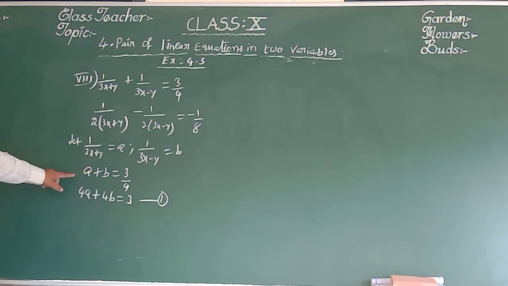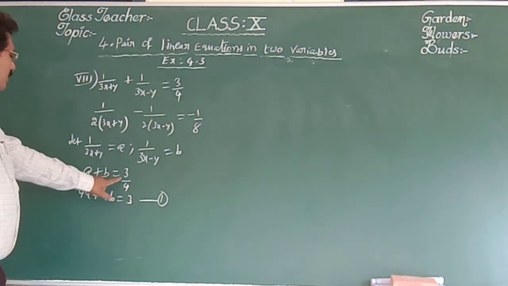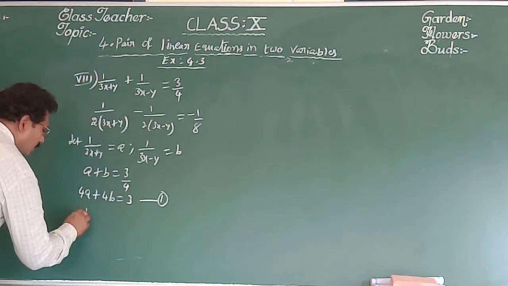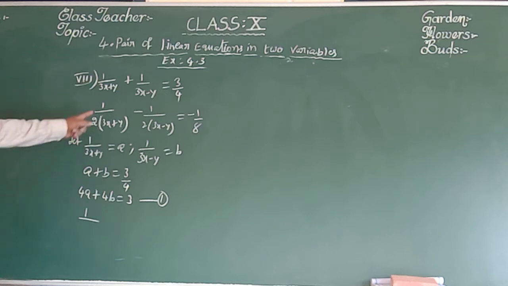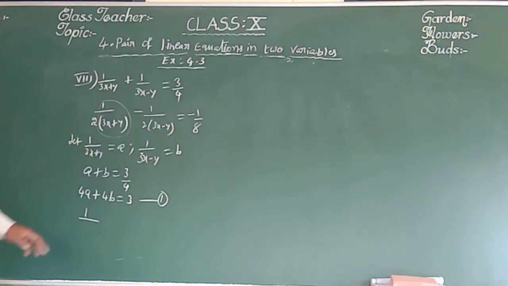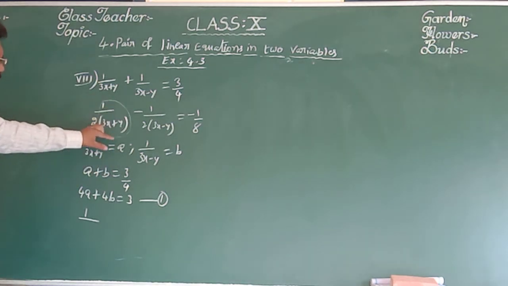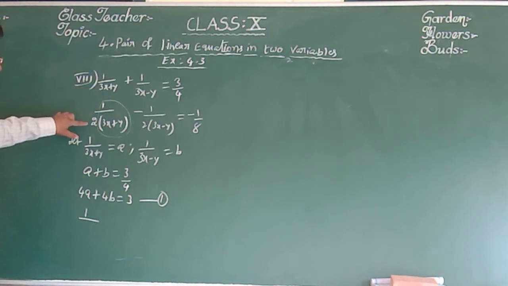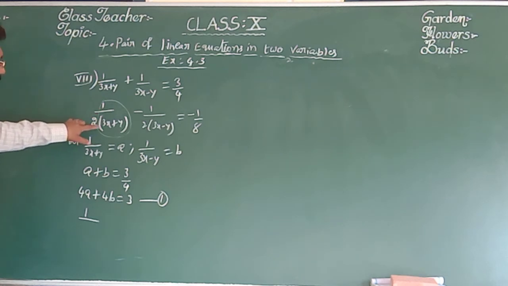So total is multiplied with 3, 4, otherwise 4a plus 4b is equal to 3. Next, this becomes 1 by 3x plus y. Don't get confused. 1 by 3x plus y is equal to a. So that's why this is total a, that means the numerator is a. Denominator, don't disturb the denominator, 1 by 2.